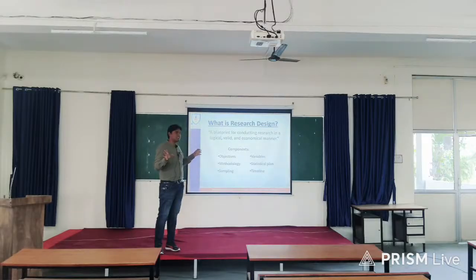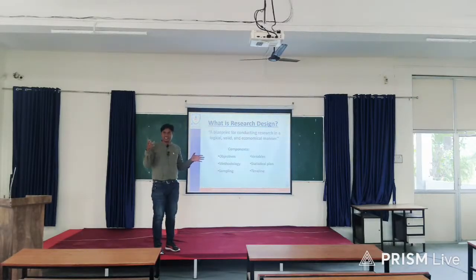Next, scientific means whatever research design there is, it should have some scientific elements. Scientific elements means cause and effect, right? If you have taken some problem, this is the input and this is the output. So how is this output varied by varying the input?